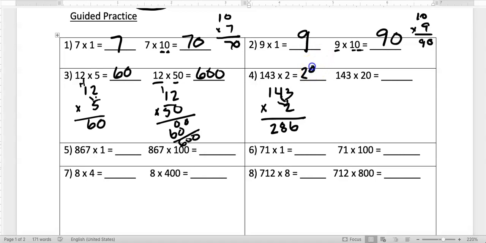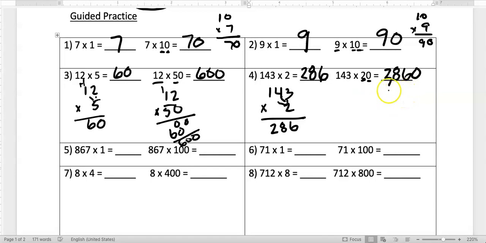That is 286. Now what am I going to do? I still have this 143 times 2. I see that right here. So I'm going to simply write 286, and then I'm going to add the 0 behind it. Now I'm not quite done because I still need to add my comma because we are now moving into the thousands place. So I count 1, 2, 3 over, write my comma, and now I have 2,860.